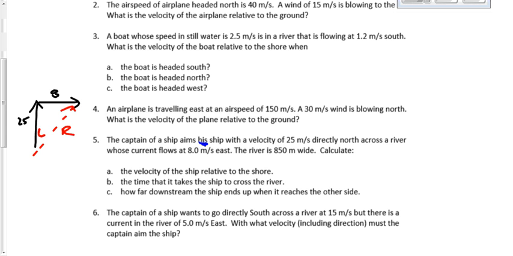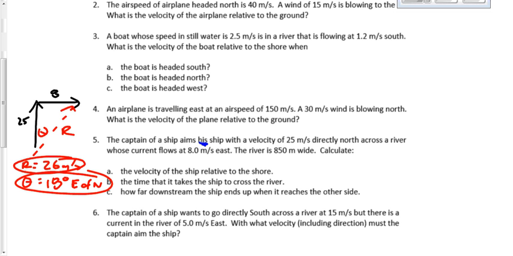What's the value of R there? Who's got that? I want to say 26, 27. 26.2, okay, 26 meters per second. And the angle here would be the inverse tan of 8 over 2.5. I'm going to say like 30 degrees. 18, oh, not even close. 18 degrees, we're going to make that east of north. Okay, there's A, the velocity of the ship relative to the shore.